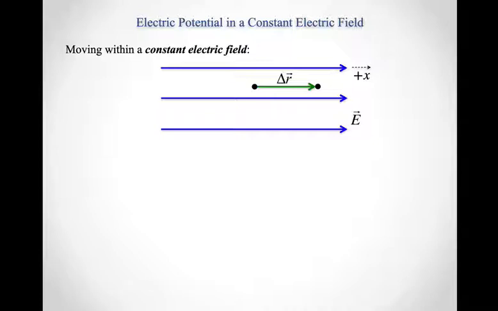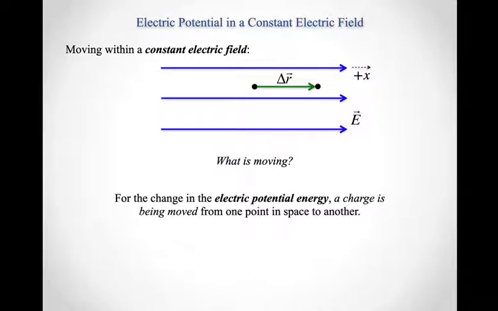potential changes. When we think about moving within a constant electric field, the first really fundamental question that we need to ask, and we talked about it in the previous video, but it's worth coming back and talking about again, is what is it that's moving? When we talked about the electric potential energy, it was clear that we had a charge. You started with a charge here, you moved it there. So for the change in electric potential energy, a charge was being moved from one point in space to another.